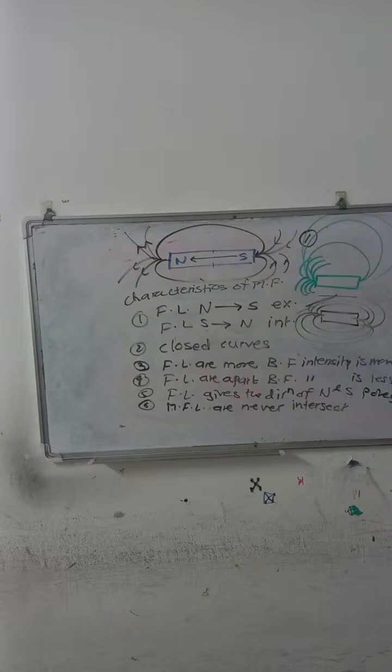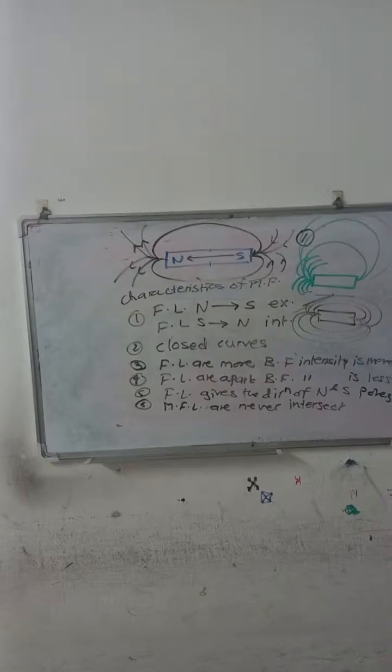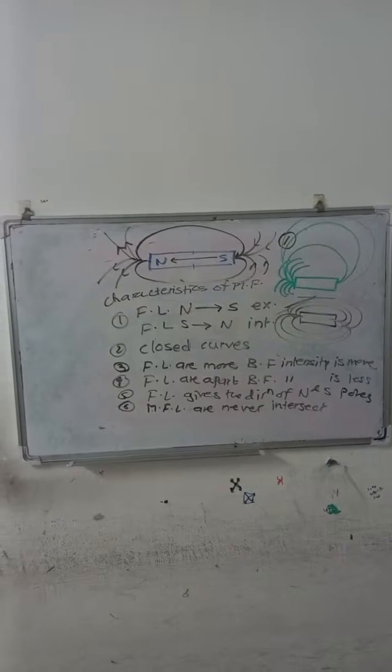When magnetic field lines are very close to each other, their magnetic field is more. When magnetic field lines are apart, their field intensity is less. The magnetic field lines always give the direction of the north and south poles, and magnetic field lines never intersect with each other. So these are the characteristics of magnetic field lines, very important. Okay, take a screenshot.